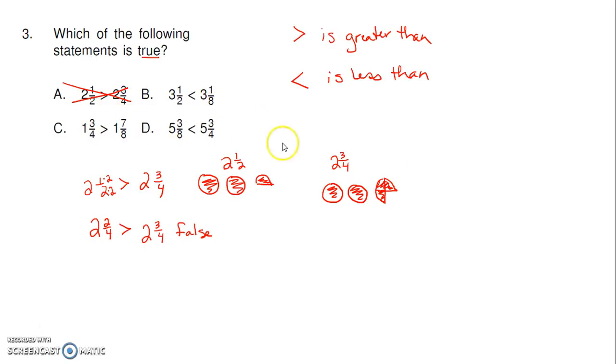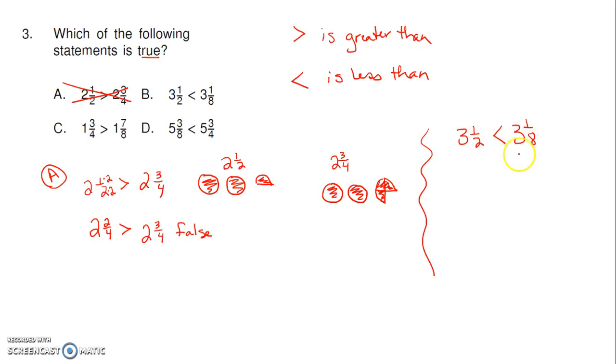I'll do one more with you. I'll do letter B. So that's proving A is not correct. Now let's check out B. So B would be 3 1/2 is less than 3 1/8. Again, we would need to have like denominators to compare. So I want my denominators to match.